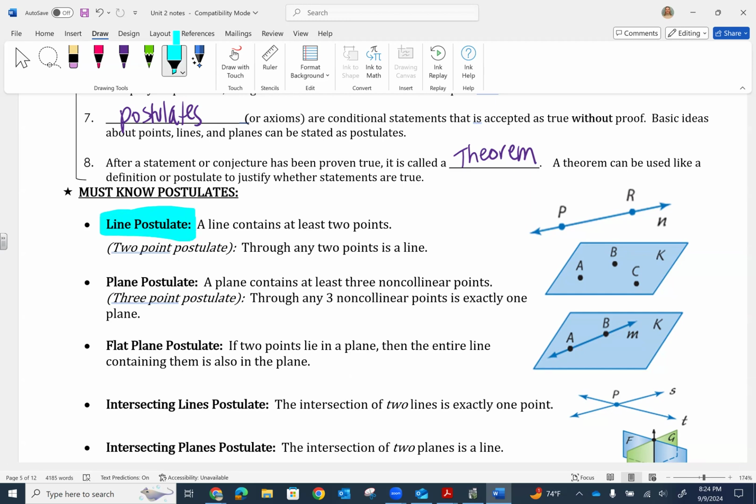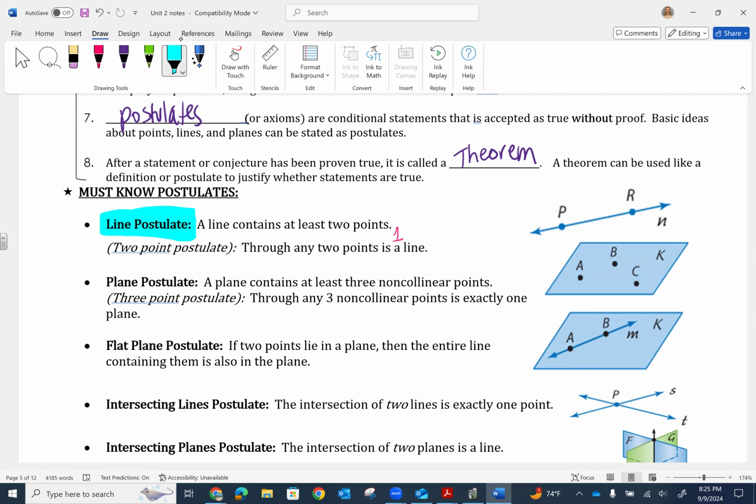You'll be asking, why is this true? Because of the line postulate. What does the line postulate say? A line contains at least 2 points. Another way to say it is, through any 2 points, you can draw just one line. So 2 points determine a line, and that's called the line postulate. You can only draw one line through any 2 points. There's not multiple ways to do it.